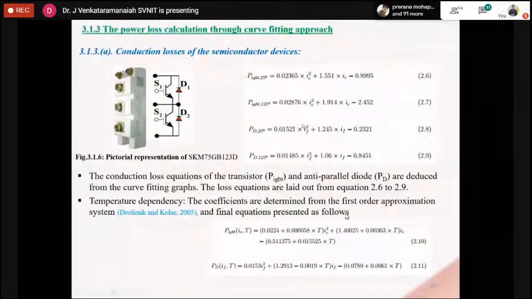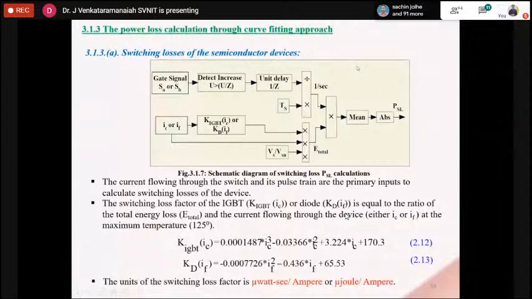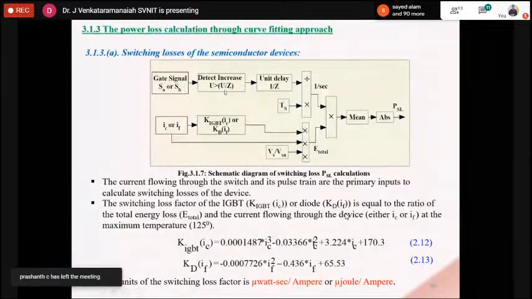Coming to the switching losses, this is the switching loss of the semiconductor devices. This is a simple schematic diagram of any switch in MATLAB. You can implement this in MATLAB. This is the gate pulse, and you have to detect the pulses, where it is rising or where it is falling.